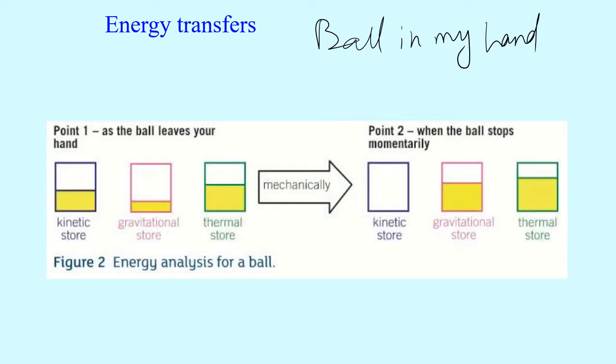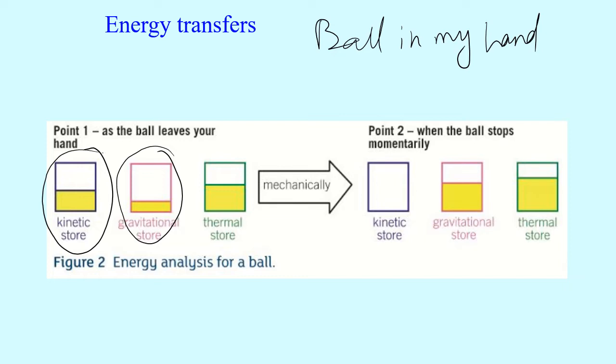Okay, so let's look at an example now. I have a ball in my hand, and I'm going to throw that ball up. What are the energy transfers that are going to happen? As soon as the ball leaves my hand, I'm going to apply a force on it, so it's going to have maximum speed. So it will have some kinetic energy because it has a speed. It is at some minimum height from the ground, so it will have some gravitational potential energy, but not much.